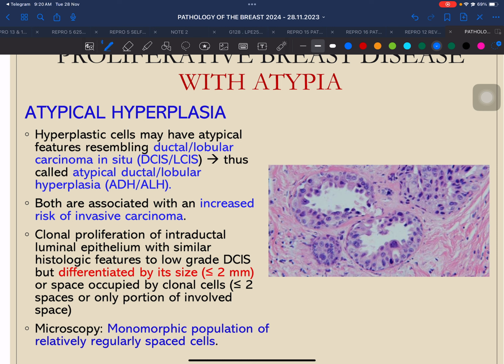Microscopically, they are formed by cells. They may show some pleomorphism, but most of the time they are monomorphic cells. So these are the cells that line the ducts or acini that show the changes.